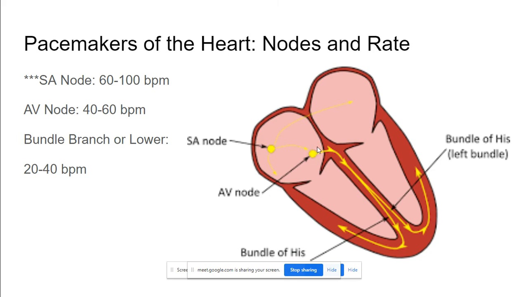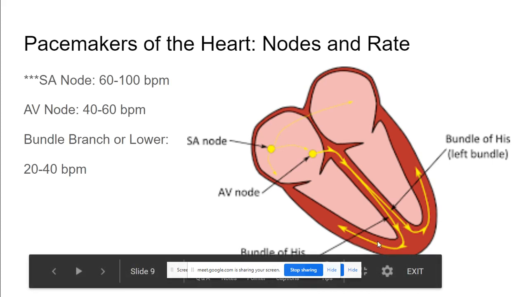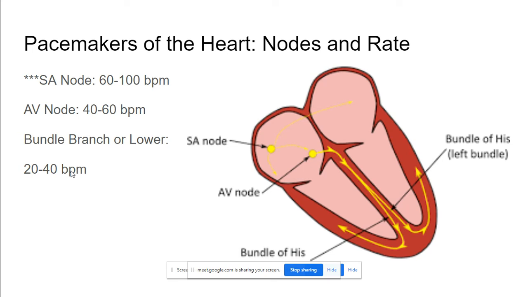Okay, and then if the AV node also isn't working, then the bundle of His and the Purkinje fibers would try and take over as a last-ditch effort to continue to perfuse the body, and they can only do about 20 to 40 beats per minute. So the SA node is like the captain, but if the captain falls off the ship, however you want to think about that, then these secondary nodes will try and take over as the pacemaker, but they can't do as good of a job. Okay, and that is where some of your arrhythmias will come in.